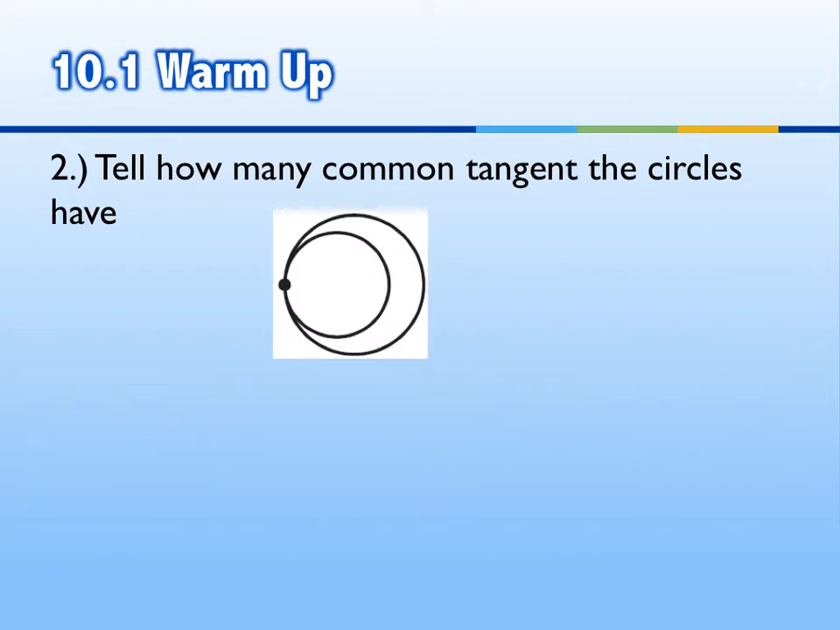Number 2 says tell how many common tangents the circles have. 1, right? If I drew one line through that point, it's going to hit both those circles at exactly 1 point. So this is just 1.